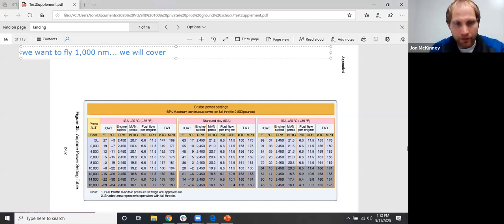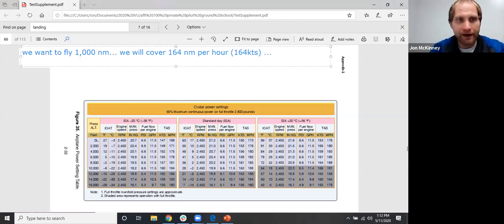Will cover 164 nautical miles per hour. So that's like saying 164 knots. Great. So what are we going to do? We're going to take our 1,000 mile journey, divide it by 164 knots. And so, using our calculator, 1,000 divided by 164, 6.097 hours to complete the flight.